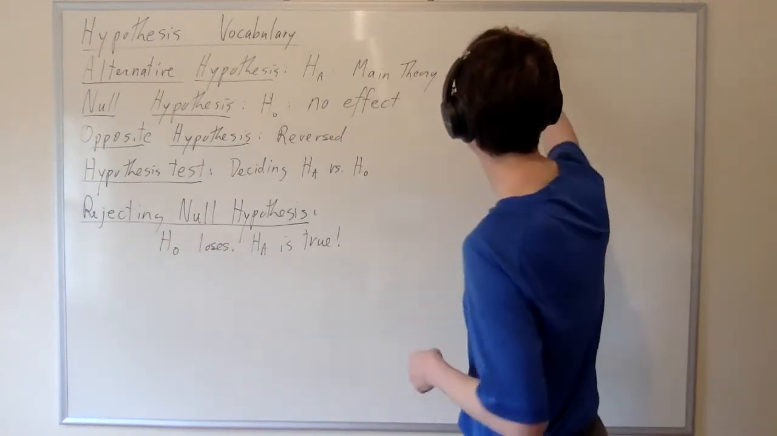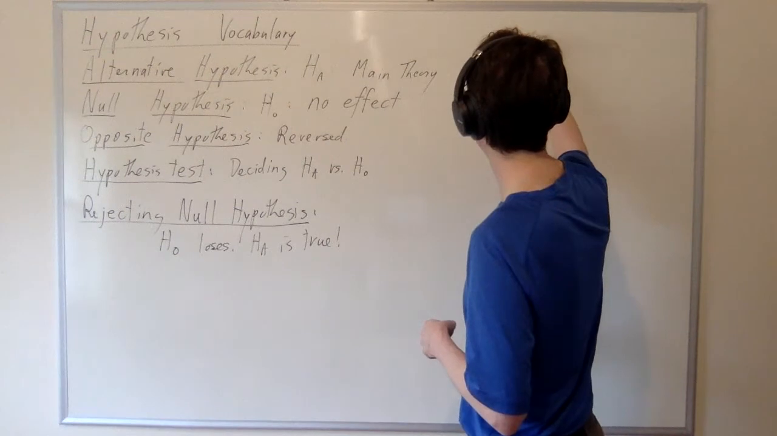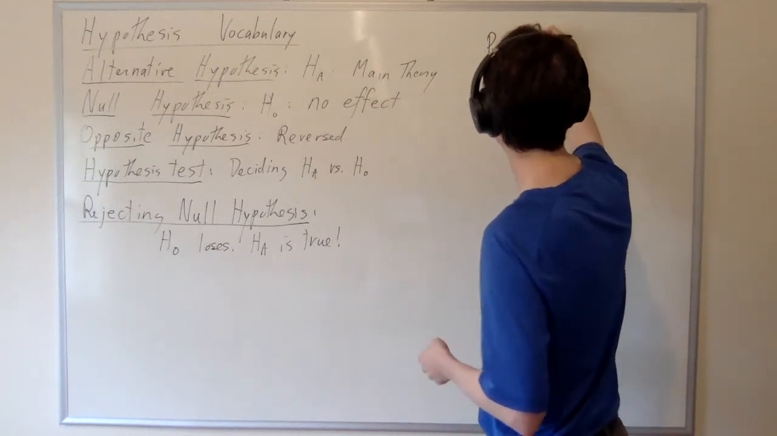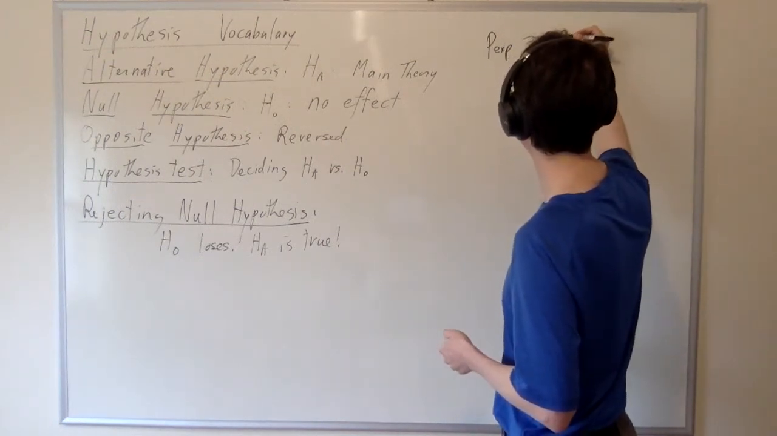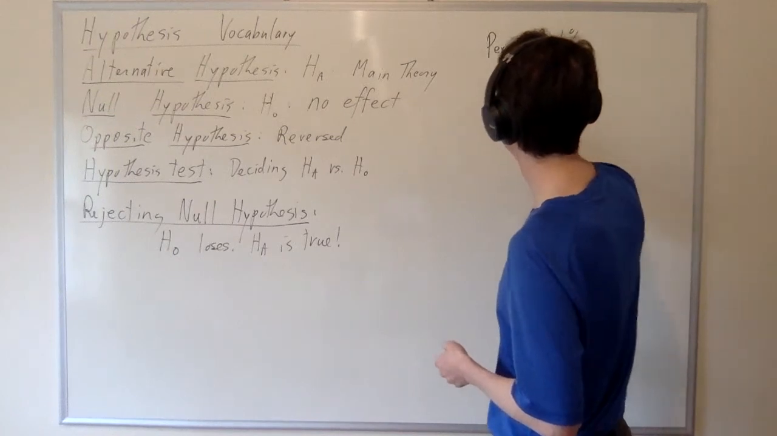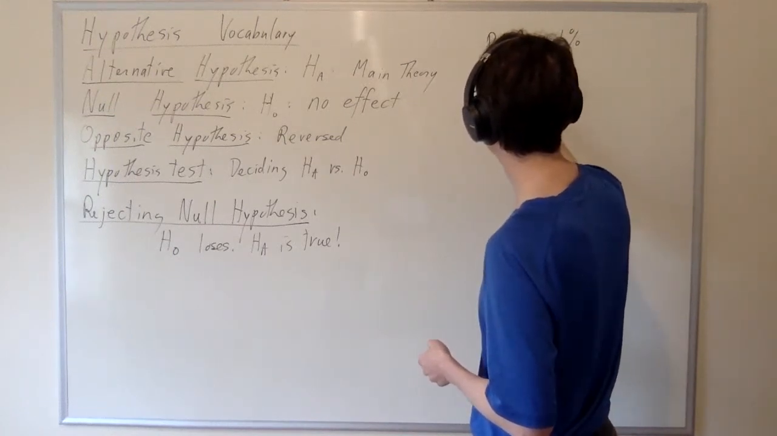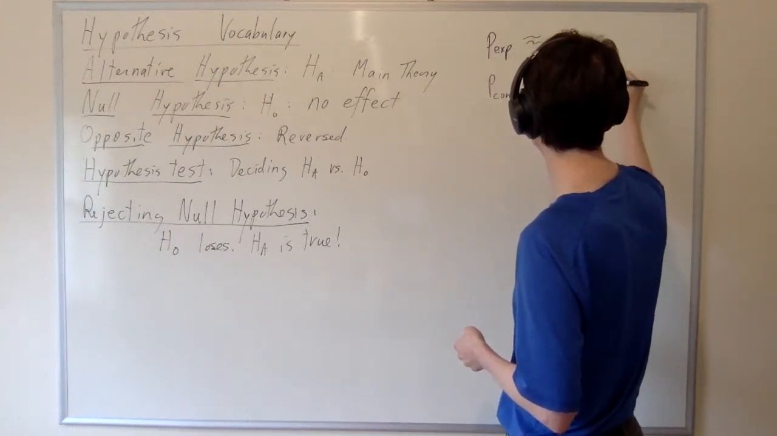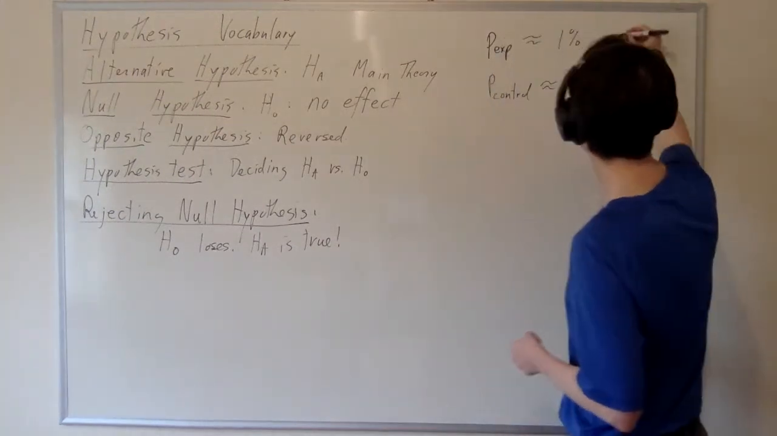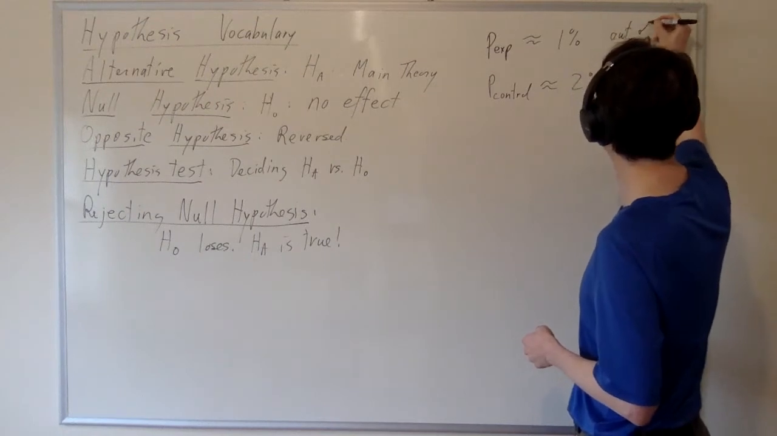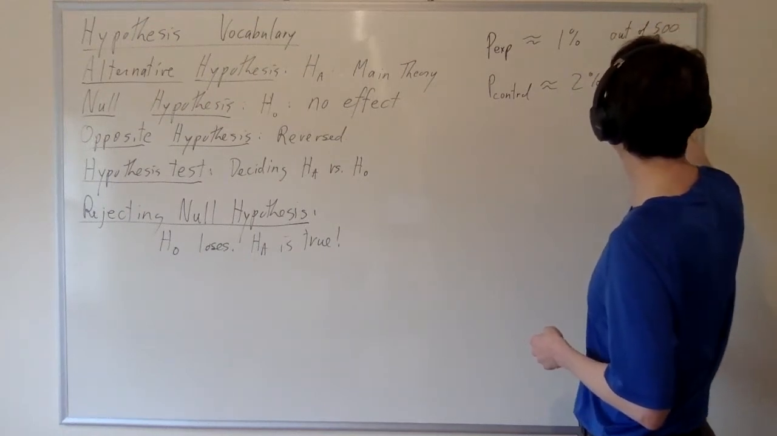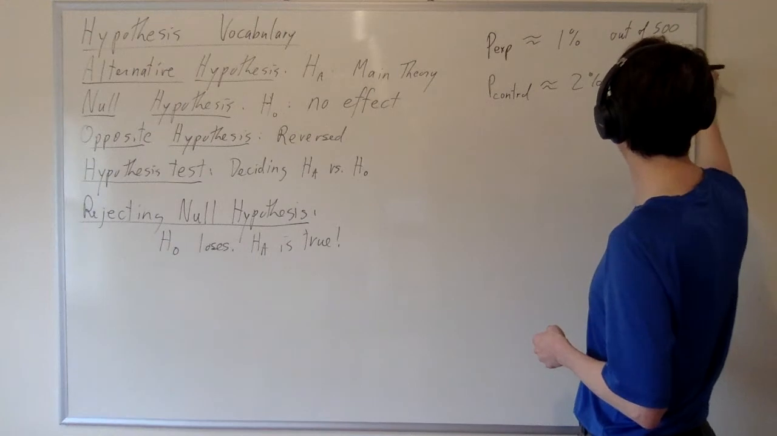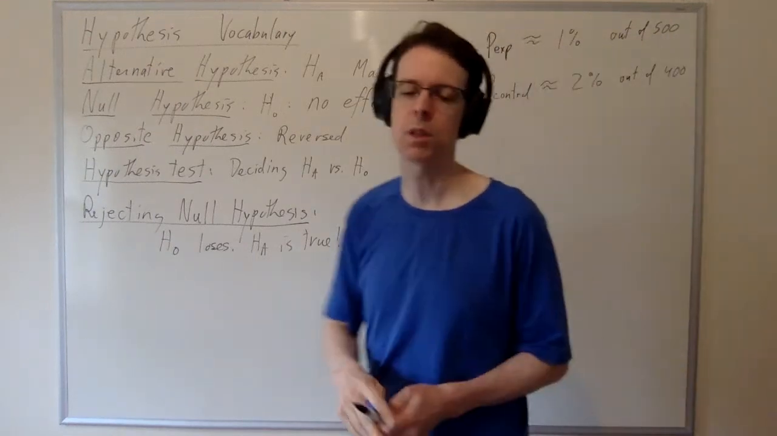So we get a proportion, which is the mortality rate in the experimental group. And let's just say, for the sake of argument, that it's 1%. And we get a proportion, which is the mortality rate in the control group. And let's just say, for the sake of argument, that that's 2%. And let's say this is out of 500, and let's say this is out of 400. These groups don't always have to be the same size.